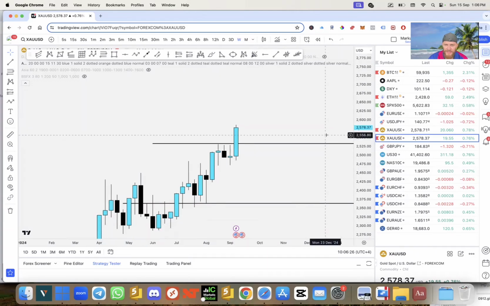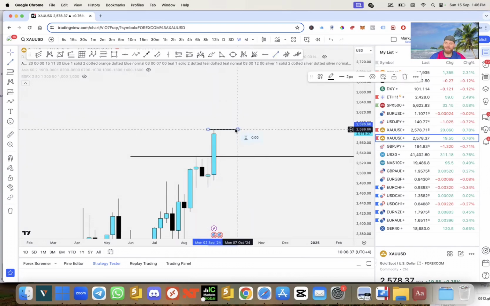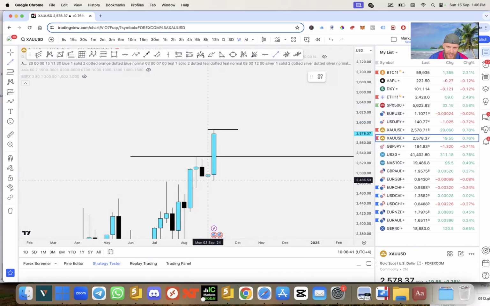So what do we want to see going into next week? Well, the first thing we want to do is mark off our previous weekly candlestick high and our previous weekly candlestick low. Now, what does this give us? Just like the monthly time frame, it gives us our weekly trading range and also levels of support and resistance and liquidity that price would use and target.